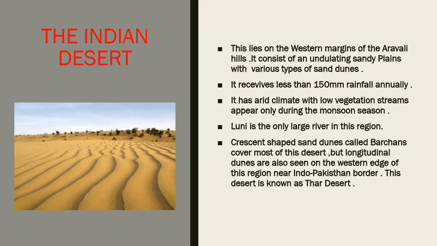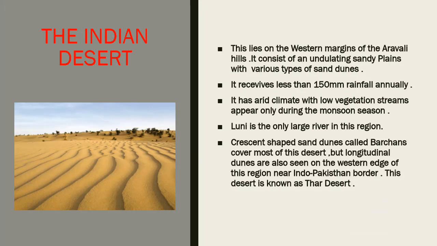Then come to our next, that is our Indian desert. This lies on the western margins of the Aravalli Hills. It consists of an undulating sandy plain with various types of sand dunes. It receives less than 150 mm rainfall annually. It has arid climate with low vegetation. Streams appear only during the monsoon season.